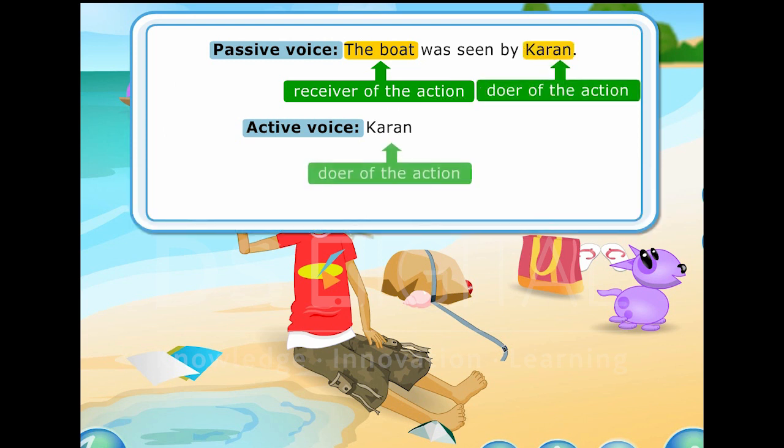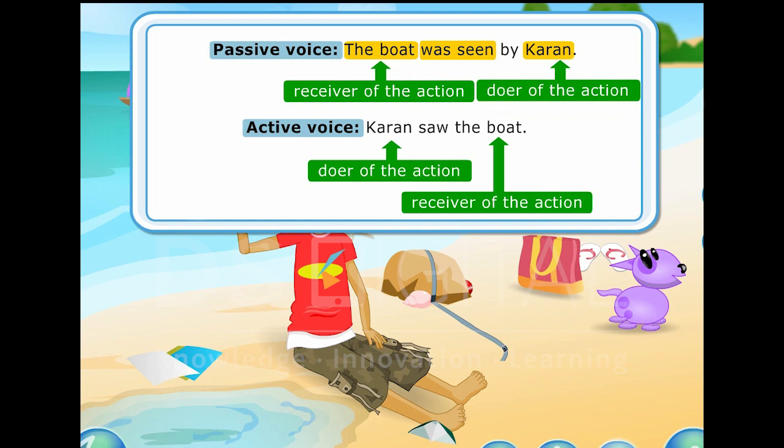If you want the sentence to be in the active voice, the subject must be the person who is doing the action. So, let's start the active sentence with Karan. You also need to change the verb from the passive form to the active form. Karan is the doer of the action. What did Karan do? He saw. So, was seen becomes saw. What did Karan see? The boat. So, this is the sentence in the active voice. Karan saw the boat. Have you noticed something else? We do not need to include by in the active voice.